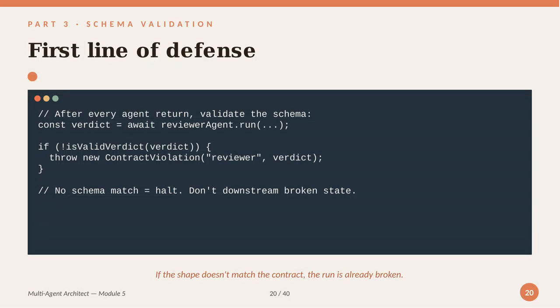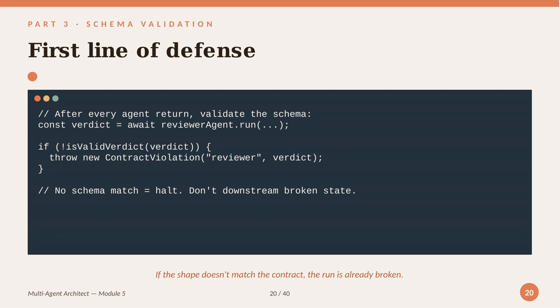Schema validation. The first line of defense at every agent handoff. The pattern is simple. After every agent return, validate the shape against the declared contract. If the shape matches, proceed. If it doesn't, halt. Throw an explicit contract violation error. Surface to the orchestrator and to logging.